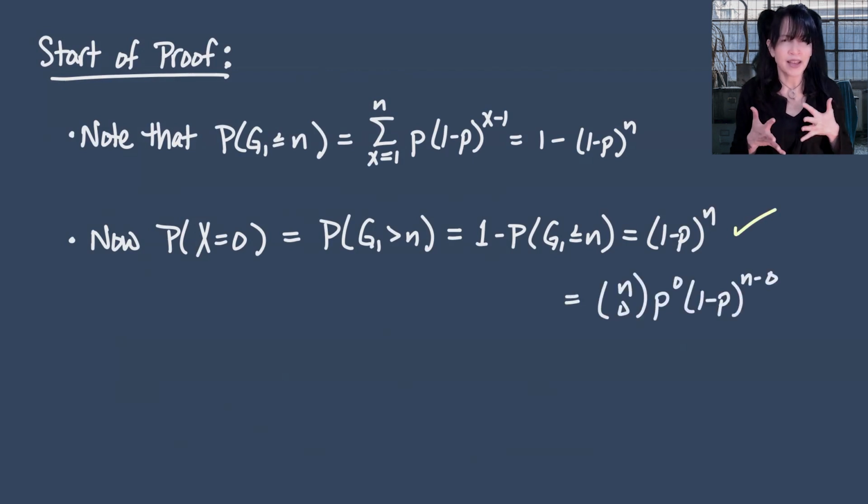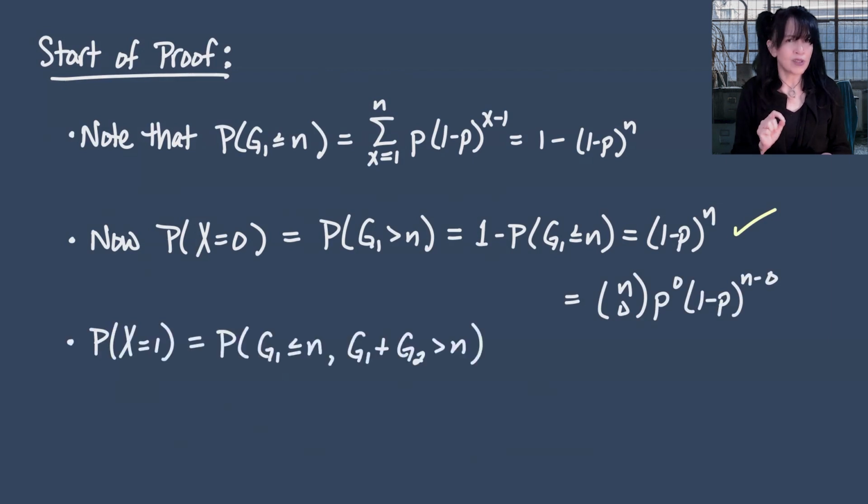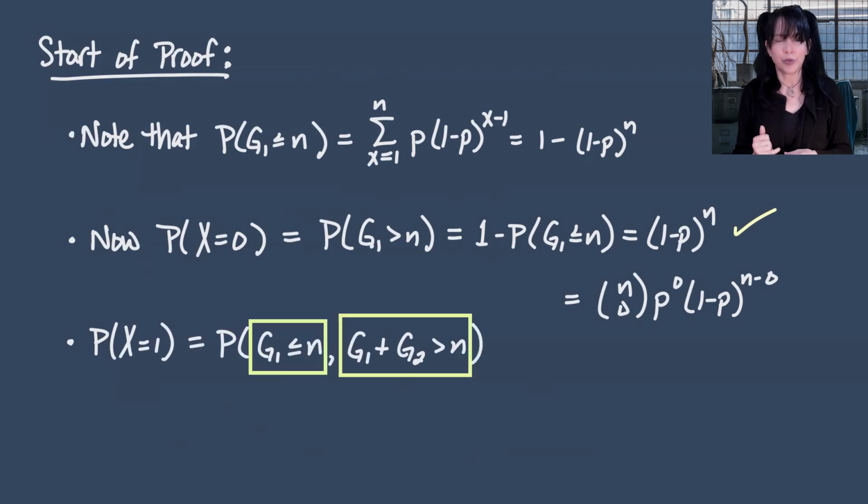Let's look at the probability that capital X equals 1. So capital X was supposed to be the smallest integer such that the sum as i goes from 1 to capital X plus 1 of the G sub i is greater than n. Now, if capital X is 1, that's saying that G sub 1 was not greater than n. It was less than or equal to n, but G1 plus G2 is greater than n. So one way to deal with this probability here, these are not independent random variables. I have G1 over here and G1 over here.